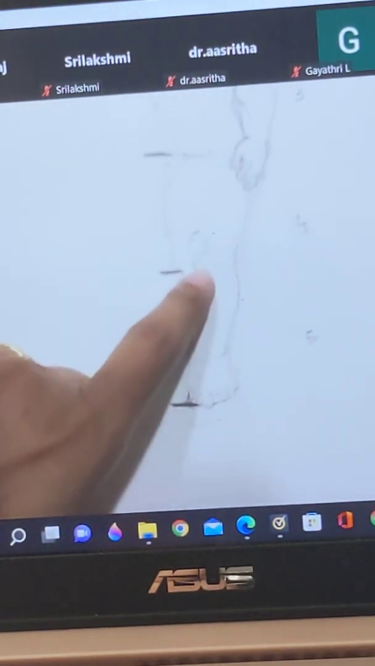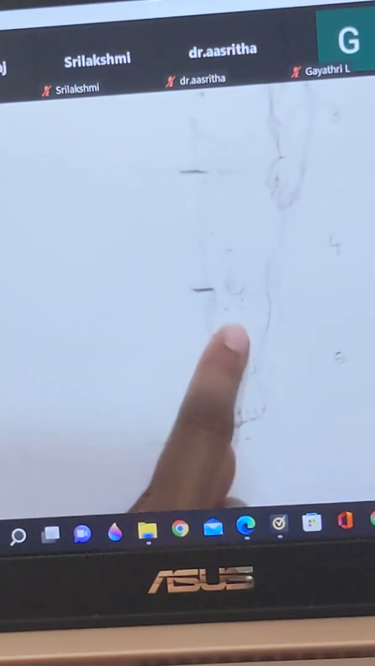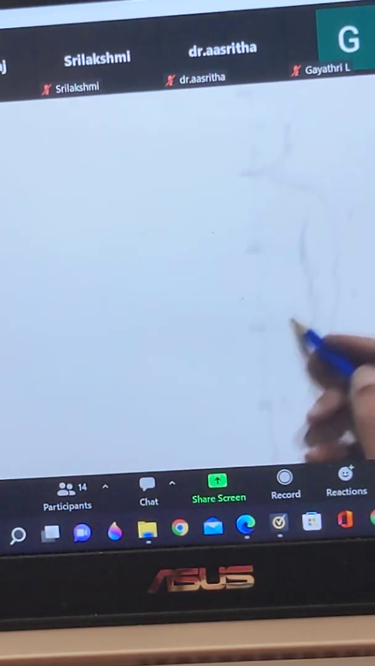This is the knee. This is where the knee comes. Anybody else? Any other questions before we move forward?